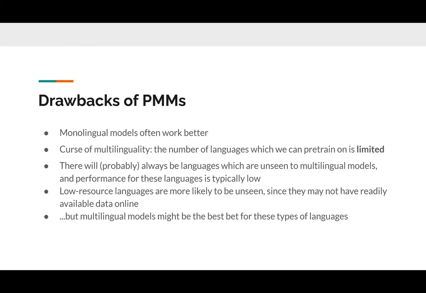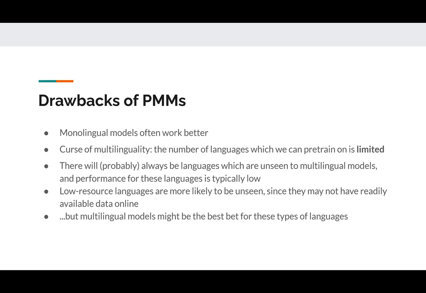Additionally, there's this thing called the curse of multilinguality, which says that as the number of languages increases, we hit a point, and after that point, performance on all of the languages will be limited. For a model of feasible size, that point is, I think, around 100. And so there will always be some set of languages which are going to be unseen by the multilingual model. These are languages which the model is not pre-trained on. And as I was talking about performance correlating with representation, the performance for these languages is typically low.